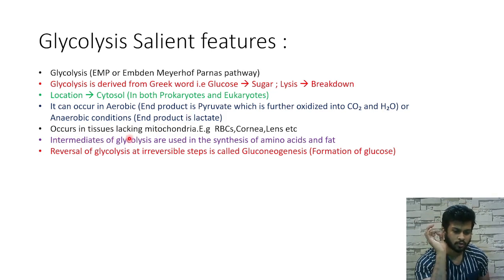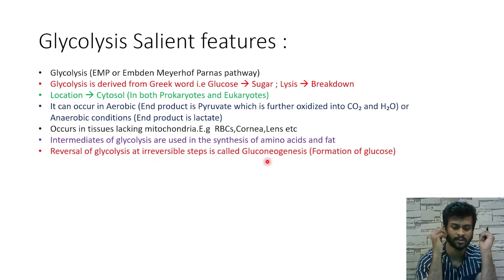It can occur in tissues lacking mitochondria. This point is very important. Examples are RBCs, that is red blood cells, cornea, lens, etc. These points you have to remember because there is no trick for it. The intermediates of glycolysis are used in the synthesis of amino acids and fat.